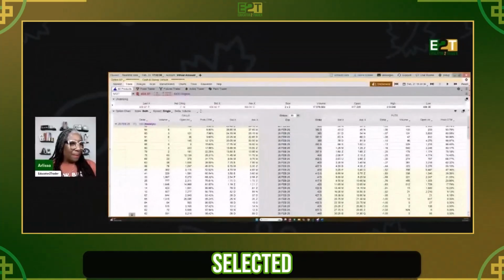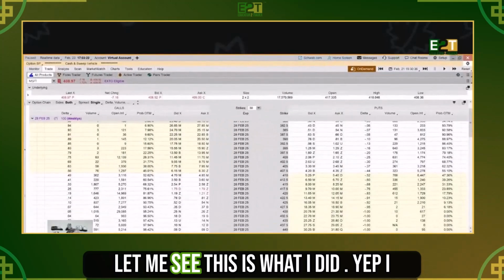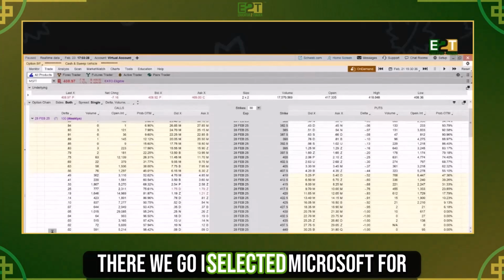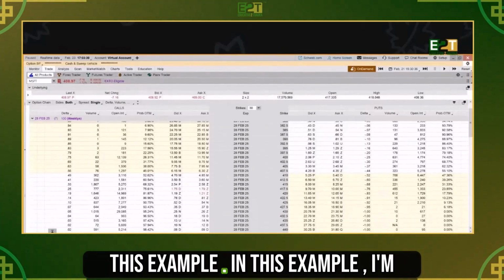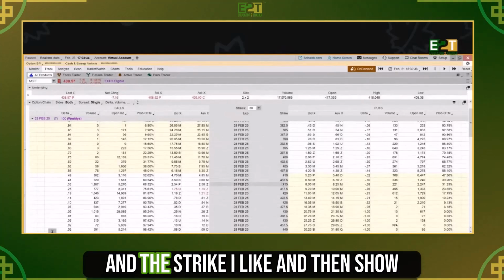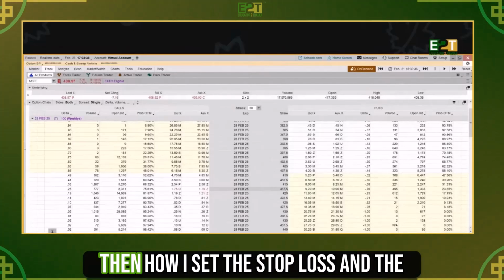I selected Microsoft for this example. In this example, I'm going to show you the stock side and the strike I like, and then show you the trade, how we enter, and then how I set the stop loss and the profit taking.